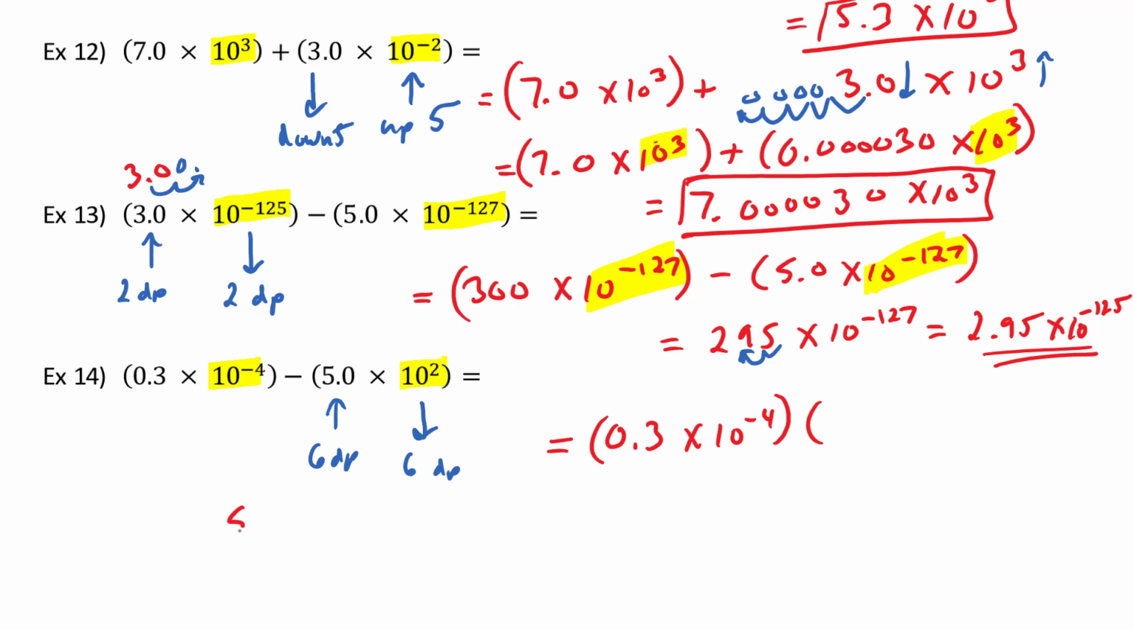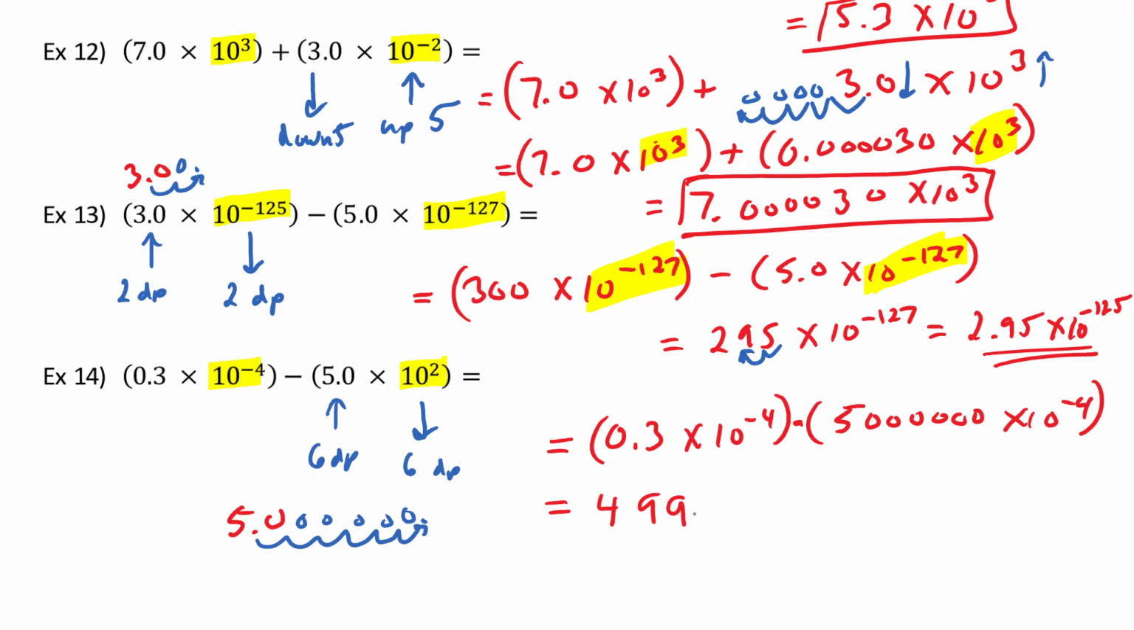Over here, I'm moving up 6 decimal places. That means the number's getting bigger. 1, 2, 3, 4, 5, 6. So this becomes 5 and then 6 zeros afterwards, times 10 to the minus 4. Oh, don't forget your symbol. It's not multiplied, it's subtraction. We subtract that. No need for a calculator. We have 4,999,999.7 times 10 to the minus 4.